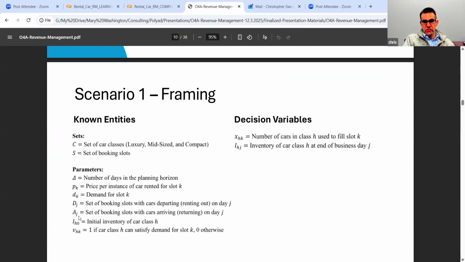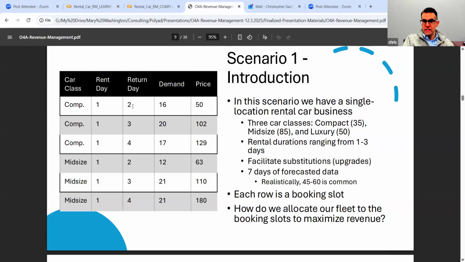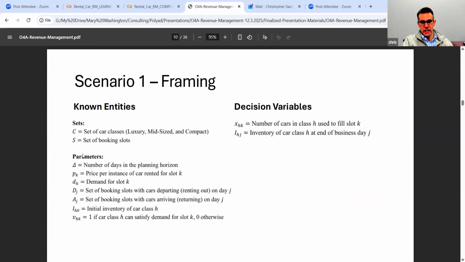Okay, and AJ, this is the set of booking slots with cars arriving on day J. Okay, so these are the cars that are being returned. So if we go back here and look at this, for example, looking at day 2, you can see day 2, slot 1 is returned on day 2, and then slot 4 is also returned on day 2. And if we go down farther, we'll see others. So these would all be part of the capital AJ. And you can see the J index is going over, starting from the first day and going up to and including the last day in the horizon.